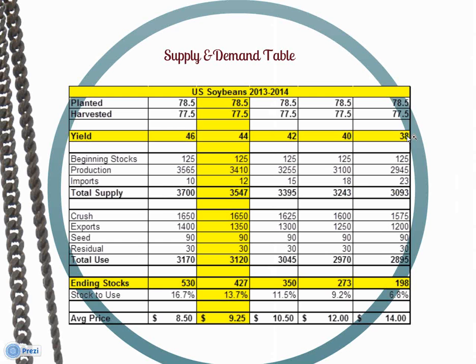What if we have a range, anywhere from a 38 yield, which would be very low, to probably 46, which would be much higher than anyone's expectations? Right now, the USDA is calling for, I think, 44.5. We're just going to say 44, and let's see what happens.